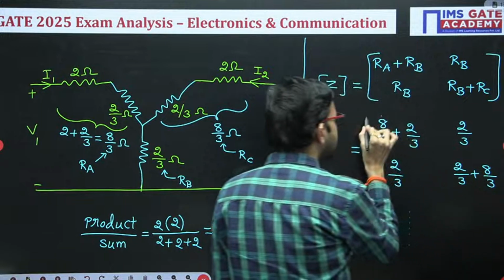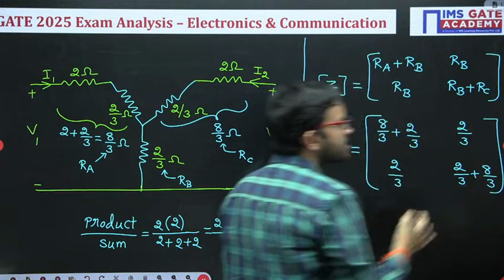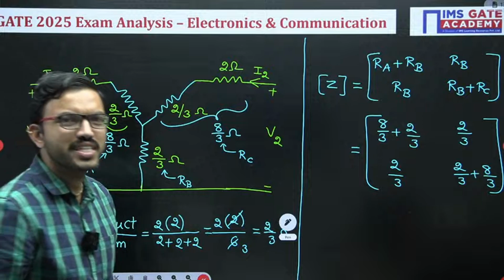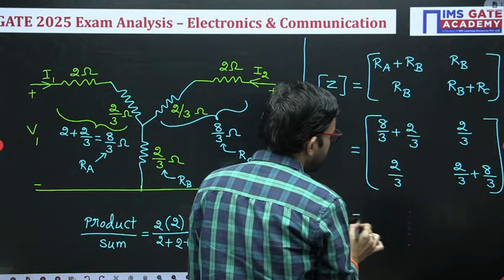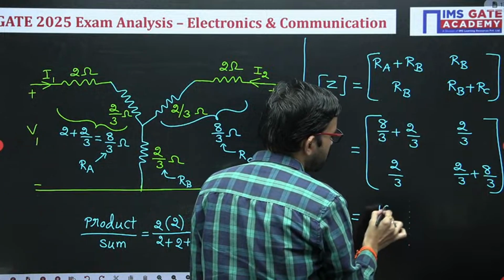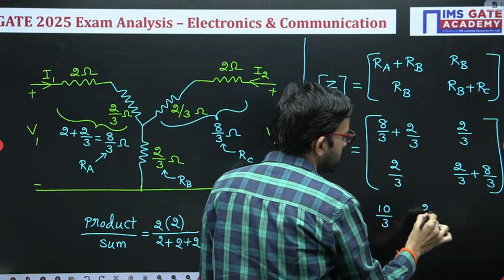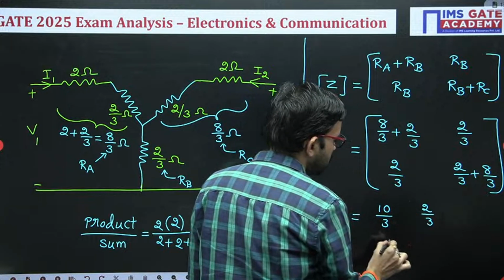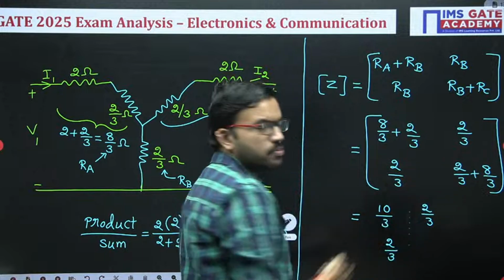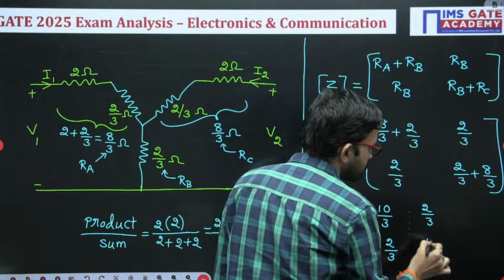So this is the easiest question. I hope many of you solved this question correctly. So here 8 plus 2, that is nothing but 10 divided by 3. So 2 by 3 and then 2 by 3. Once again 2 plus 8 is 10, 10 by 3.